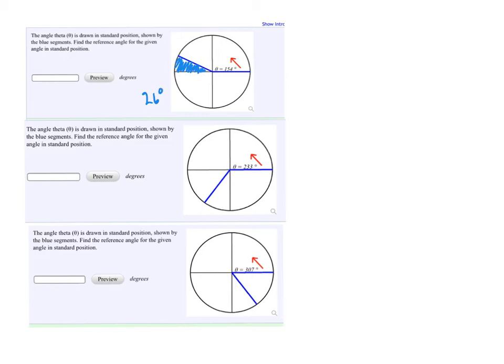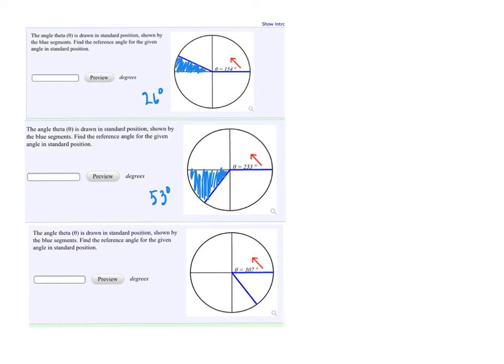In the second example, again, the reference angle is between the x-axis and the terminal side, right in there. So how many degrees do I have to go to get back to the x-axis? Well, and by the way, the reference angle is always positive. We're not dealing with negative. We're not worried about direction when we talk about a reference angle. So in this case, I have to take 233 and I have to subtract 180. And I get a reference angle of 53 degrees.